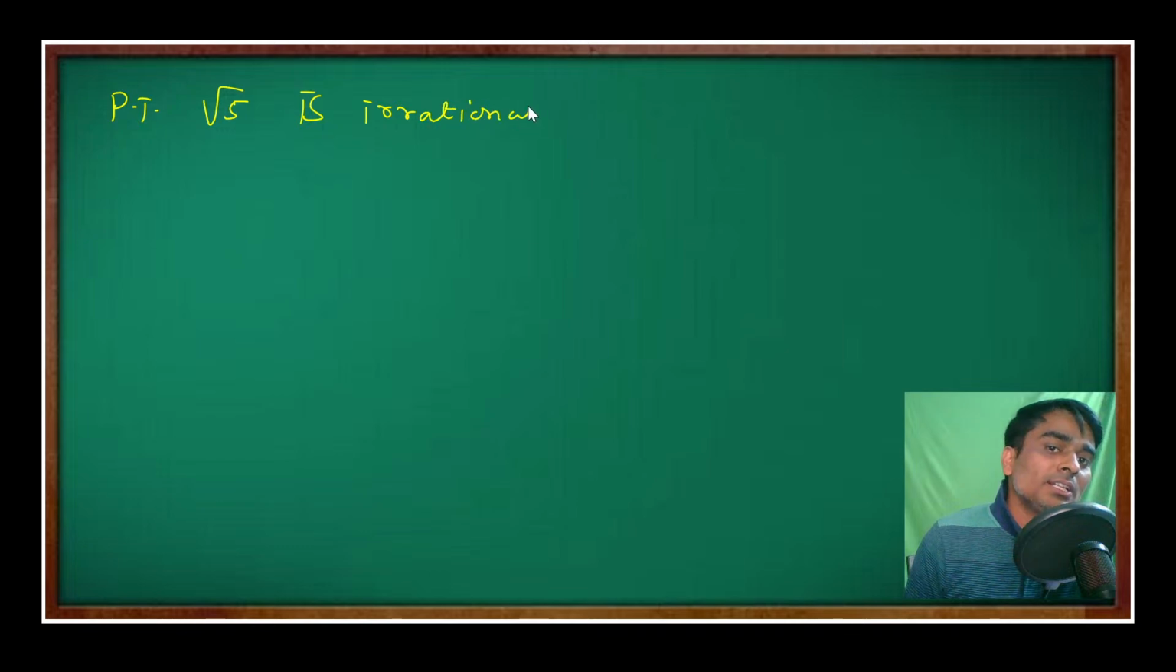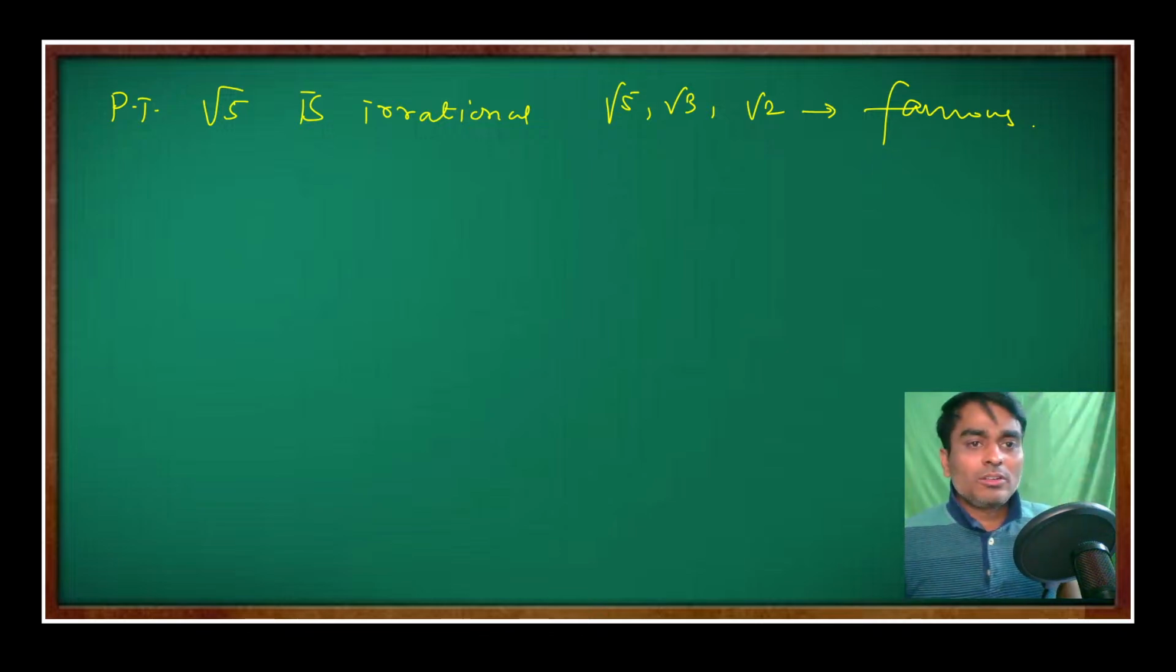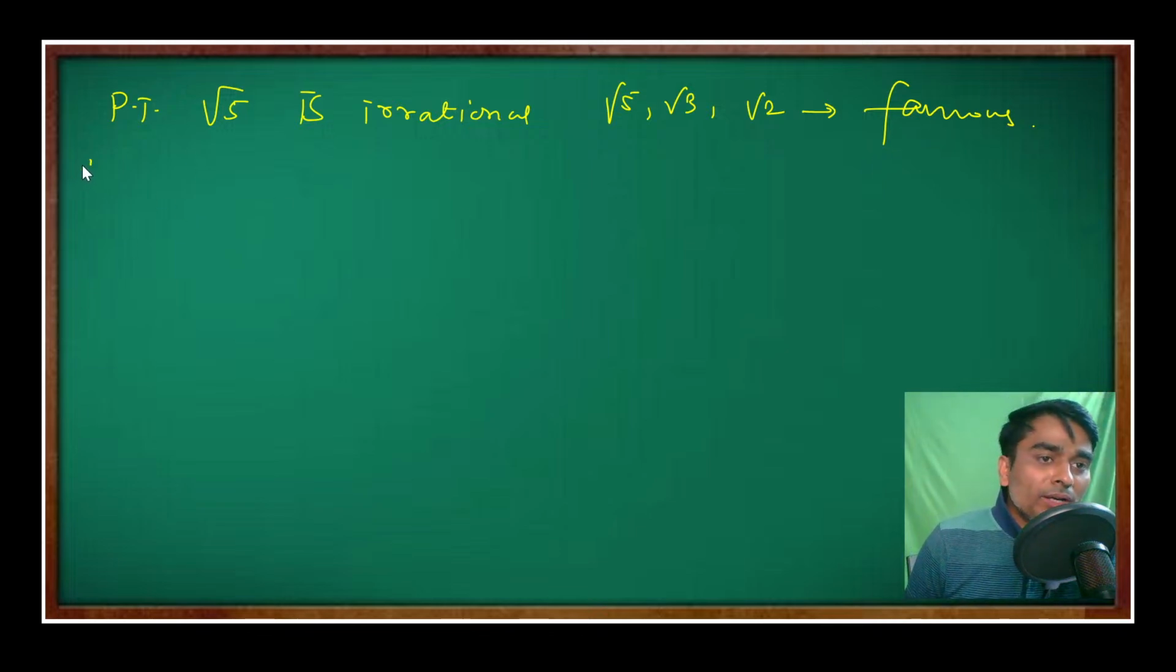Next, let's see. Prove that root 5 is irrational. Very, very famous question. Root 5, root 3, root 2, all famous. The same procedure works for all three. Very simple. First point, now look at the presentation.